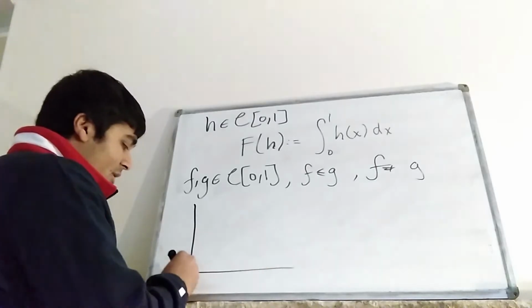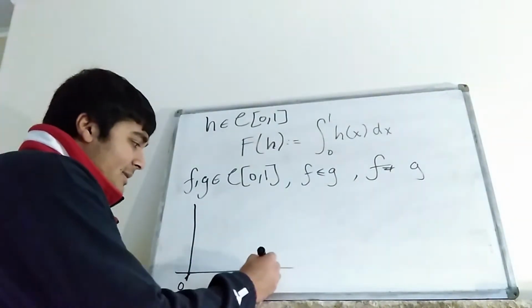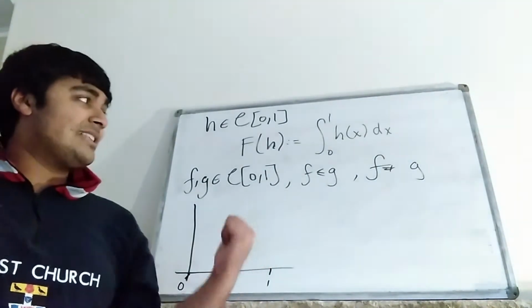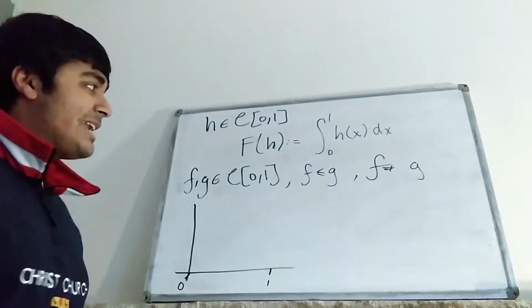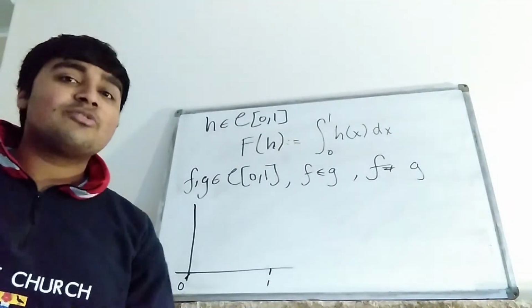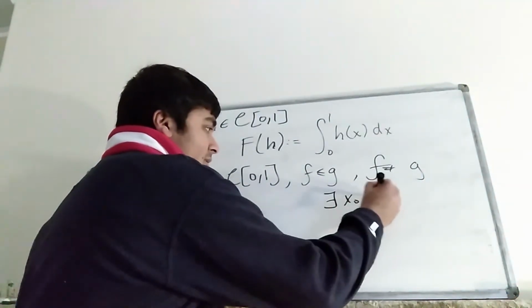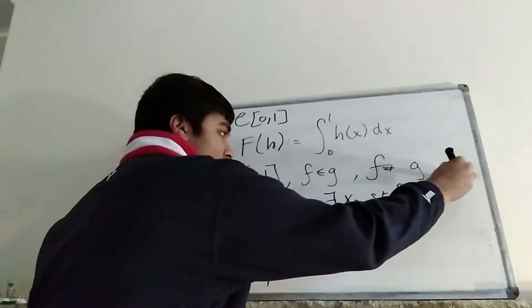And to check that, I'm not going to prove it too rigorously, but you can sketch yourself a diagram, and if you want to prove it rigorously, you just have to use a bit of analysis. If we have f less than or equal to g, but the key point being f does not equal g, there must be some point x0 where f of x0 is strictly less than g of x0. So there exists x0 such that f of x0 is strictly less than g of x0.